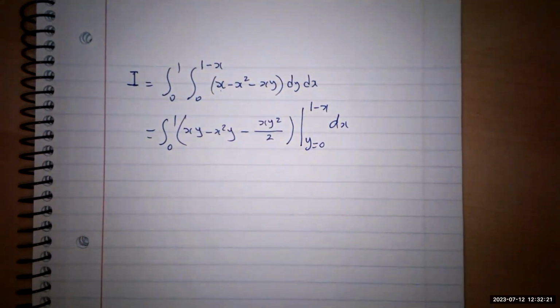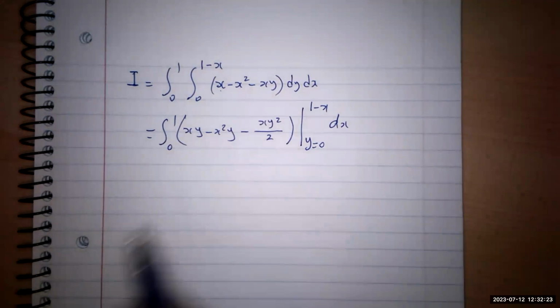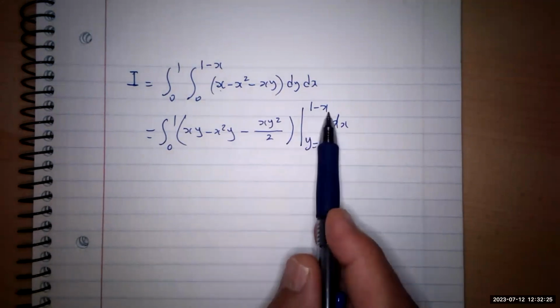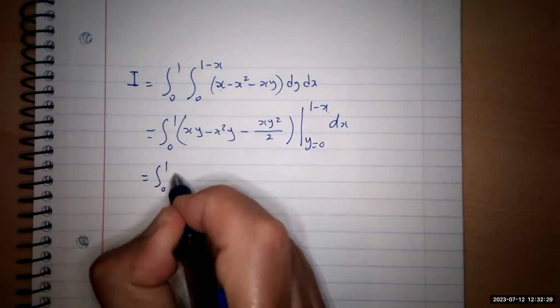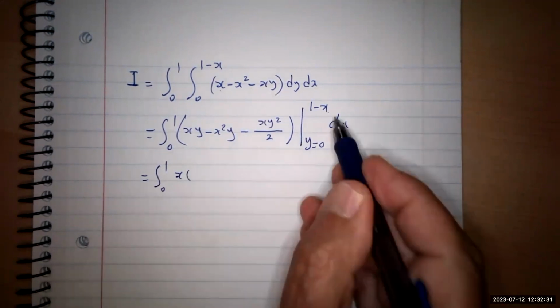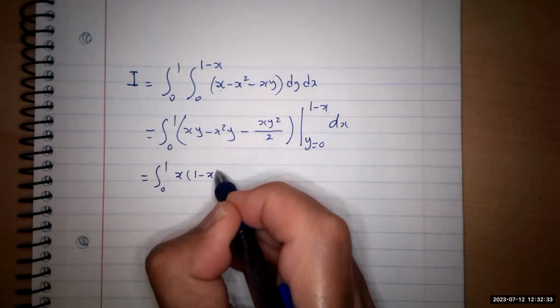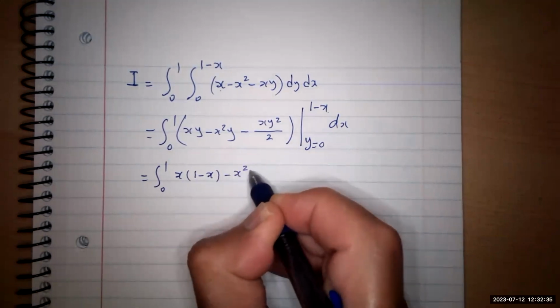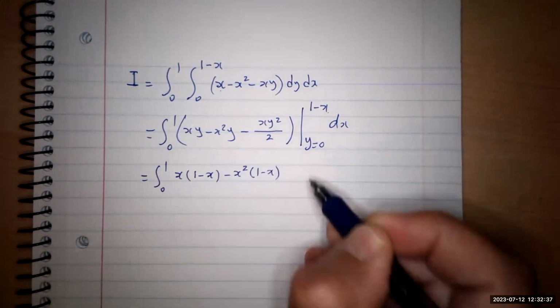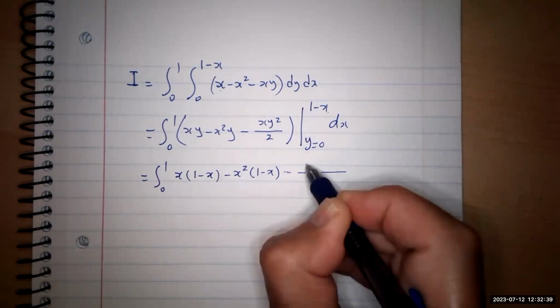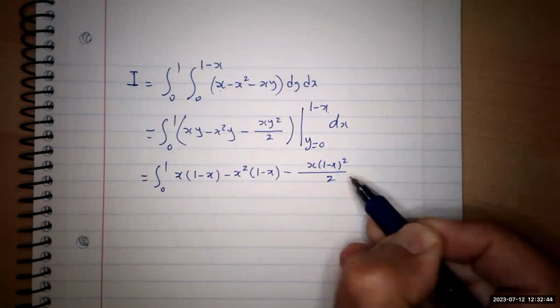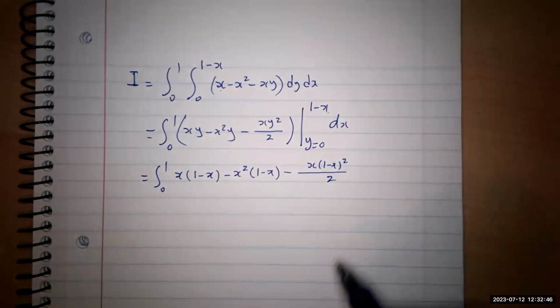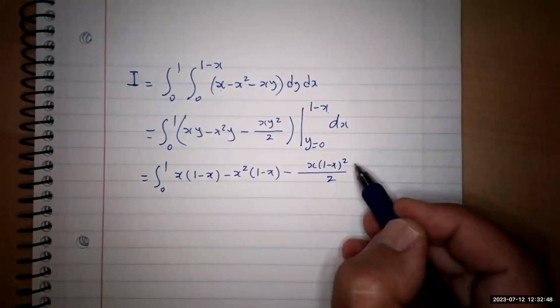Carefully substitute. If you put y equal to 0, we get nothing. So we put y equal to 1 minus x carefully. So it will be the integral from 0 to 1 of x times 1 minus x, minus x squared times 1 minus x, minus x times 1 minus x all squared divided by 2. And everything is going to be dx.